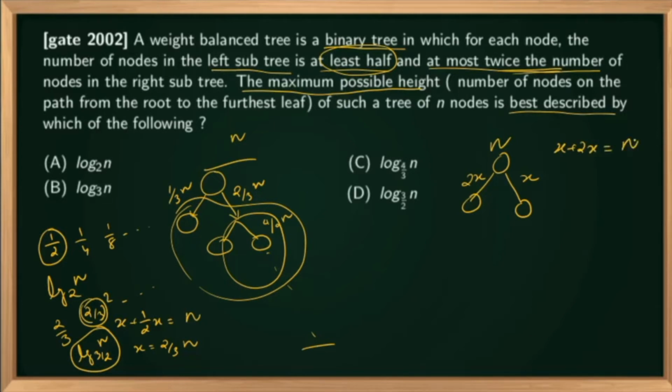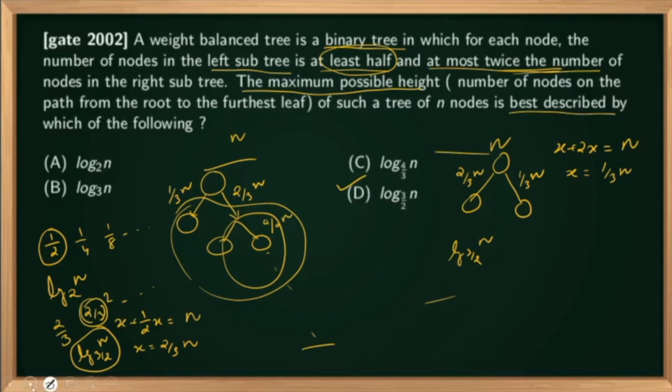I'm just writing n. Then again, I'm getting x is equal to 1 by 3n. So that means here x is 1 by 3n, 2x is actually 2 by 3n. So this is the same tree. See, if here I have 1 by 3n, 2 by 3n, here I have 1 by 3n and 2 by 3n here. So this also has maximum height log n to the base 3 by 2. Okay, so the answer should be D.